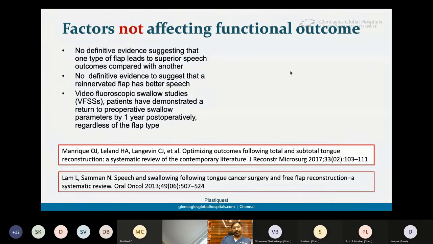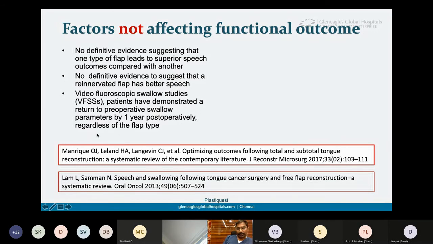Then, having said that, factors not affecting the functional outcome: one of the very recent papers, in 2017, says that there is no definite evidence suggesting that one type of flap leads to superior speech outcome to another. So even a free flap, whichever you are comfortable and convinced with, you can go with that. One flap doesn't have an advantage over the other, and there's no definitive evidence to suggest that a re-innervated flap has better speech. That can improve the sensation, but that is not going to improve the speech. And video swallow studies show that patients have demonstrated a return to preoperative swallow parameters by 1 year post-operatively, regardless of the flap type.